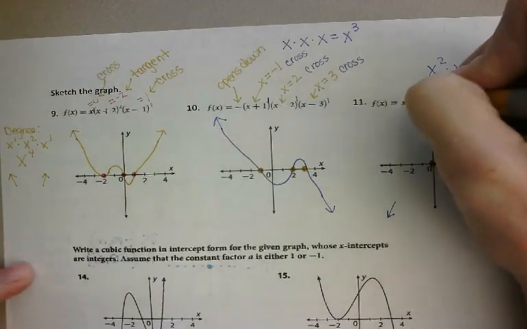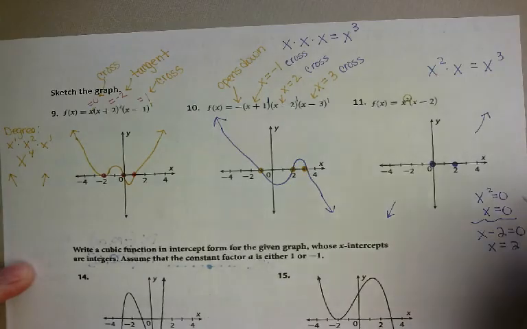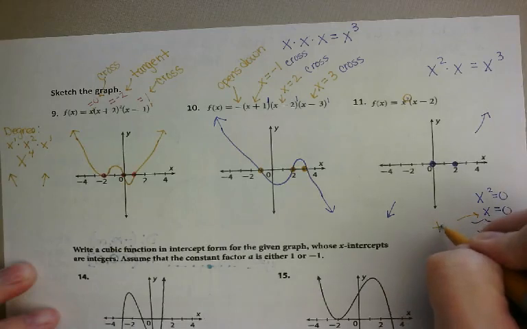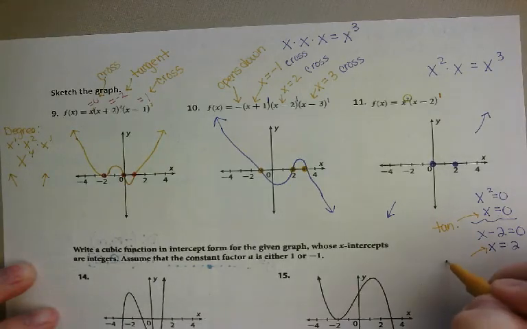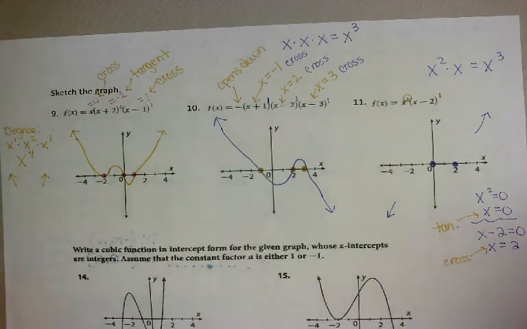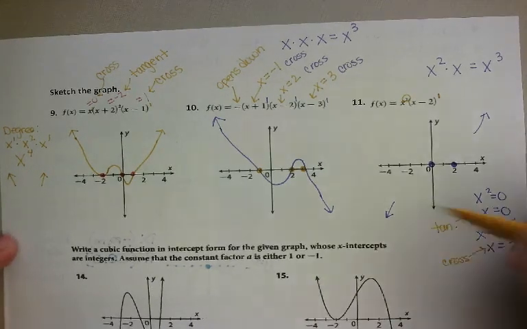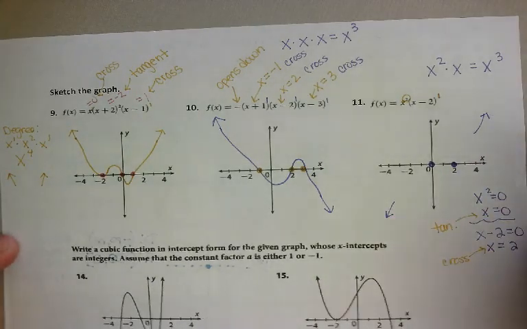Now, the degree on the x squared was even, so that tells me that we have to be tangent. I'm just going to abbreviate that. This degree is 1, which is odd, so that tells me that I'm going to have to cross. So I have to be tangent to the 0, but I have to cross through the 2, and I got to make sure that my ends still go in the right direction.